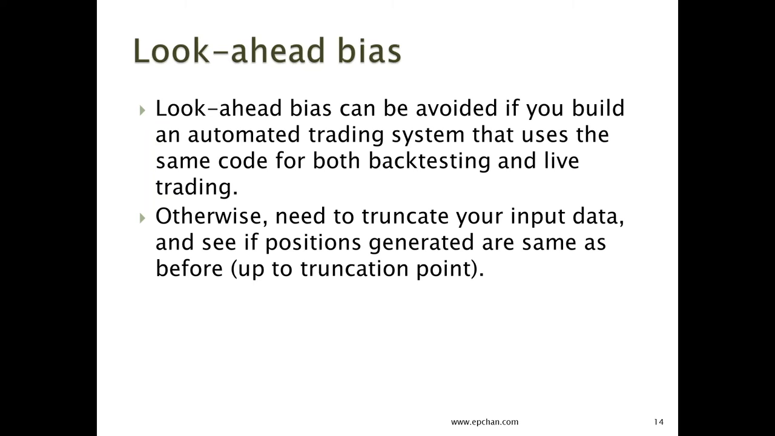If you can't do that for some reason, then one way to check whether your program has look-ahead bias is to truncate your input data and then check that the positions your truncated data generates are exactly the same as the position data previously generated up to the truncation point. This is a little bit subtle, but I'll leave you to ponder it. If cutting off some input data affects the positions before the truncation, that means your positions actually depend on data after the truncation point. That clearly indicates a look-ahead bias.